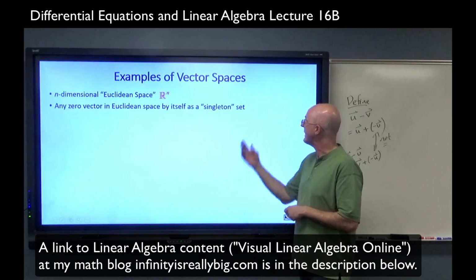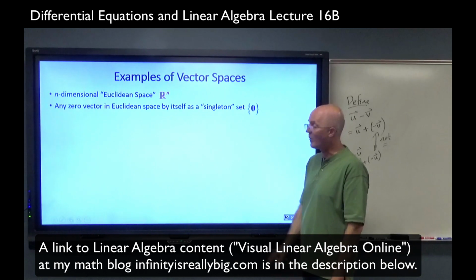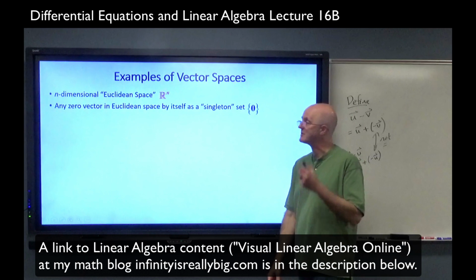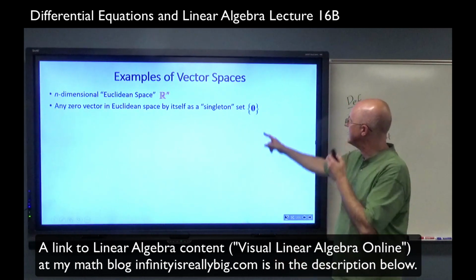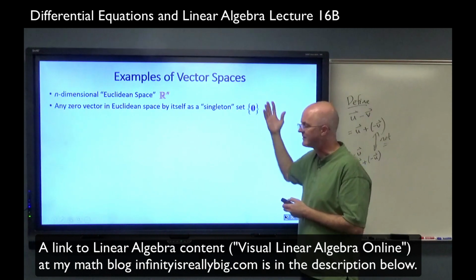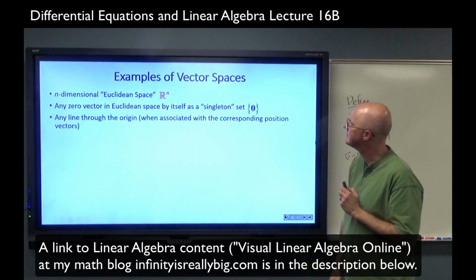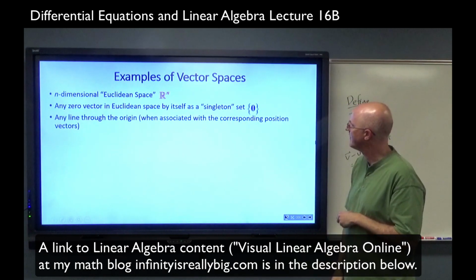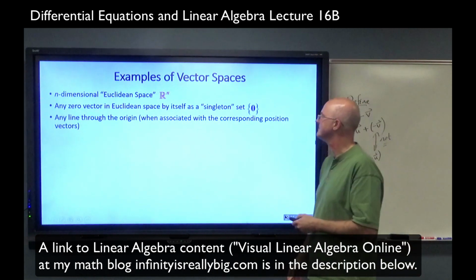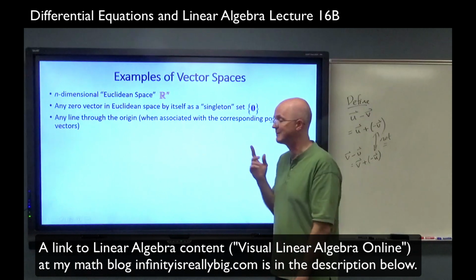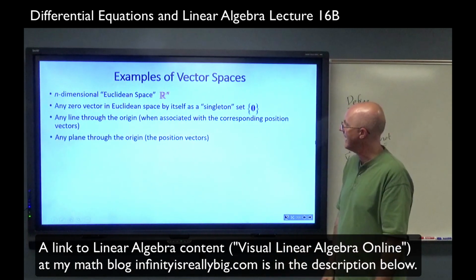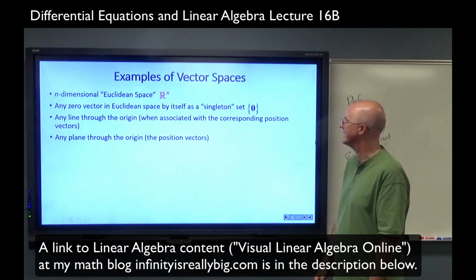Any zero vector, just by itself, as a singleton set with one element, is a vector space, called the trivial vector space. I am thinking of this as being a Euclidean space. I'm thinking of this as being a column vector, say, of all zeros. Any line through the origin, when associated with the corresponding position vectors, in Euclidean space, it's a subspace of Euclidean space. I did introduce subspace last time. I'll continue this time. Any plane through the origin, again, the corresponding position vectors.